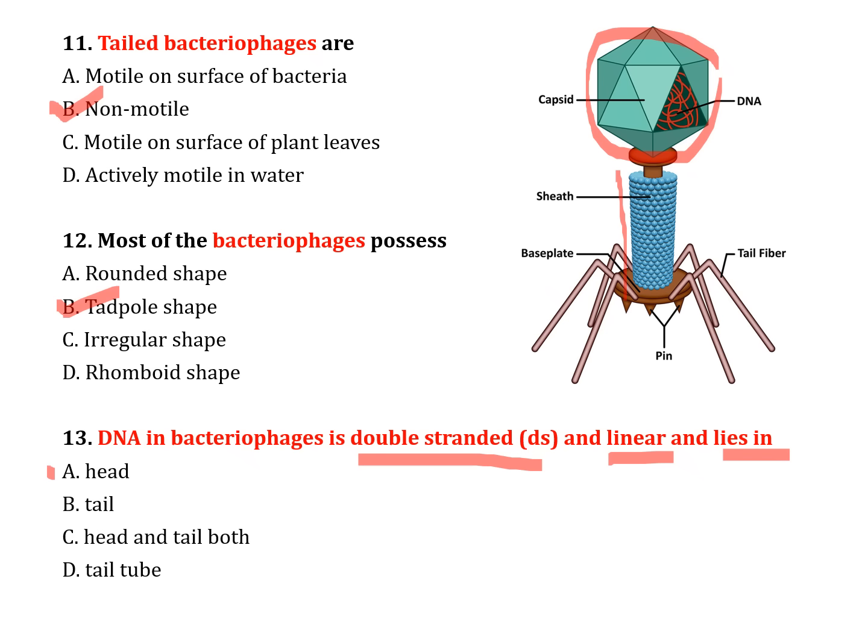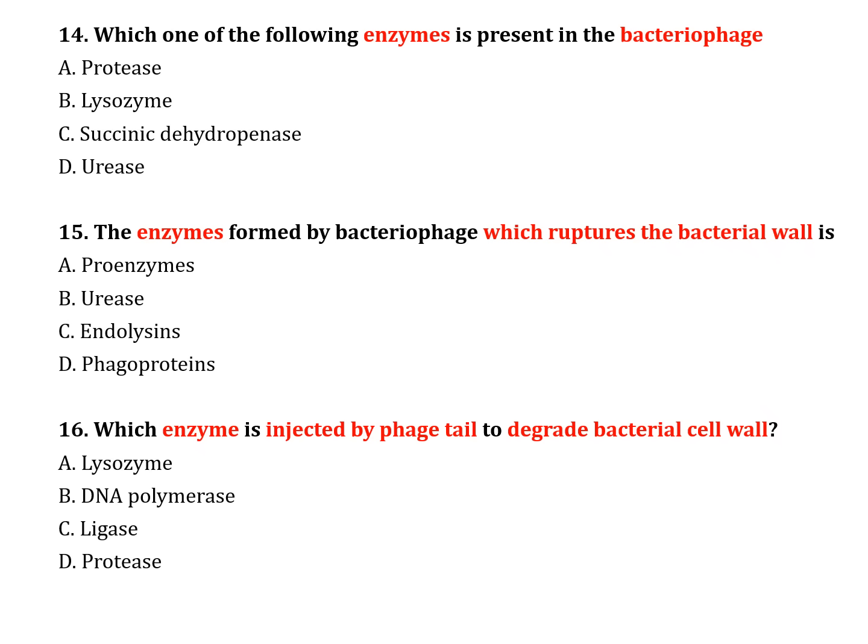The next question number 14. Which one of the following enzymes is present in the bacteriophage? Option A protease, option B lysozyme, option C succinic dehydrogenase, option D urease. Correct answer is option B, lysozyme.